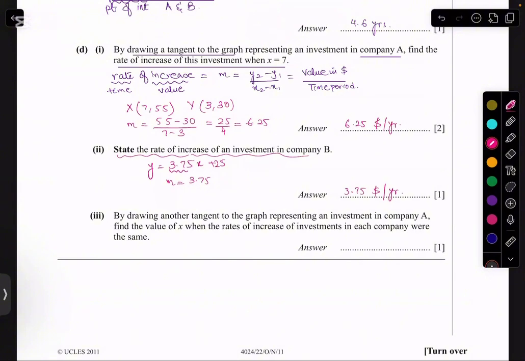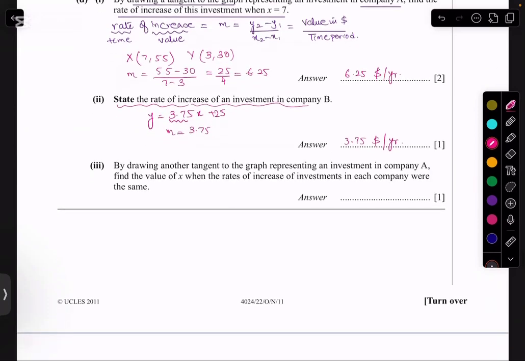Company B, it has a fixed rate of increase of the investment, which is $3.75 per year. That is the gradient value. Gradient for a linear line remains a constant throughout. Company A, changing values हैं 7 years पे अगर मुझे find करना है, so I have to make the tangent. Tangent के साथ I have to make the gradient. As discussed, कि gradient ही मुझे rate of increase बताएगा by the formula y2 minus y1 over x2 minus x1, and this is how I will be doing this.